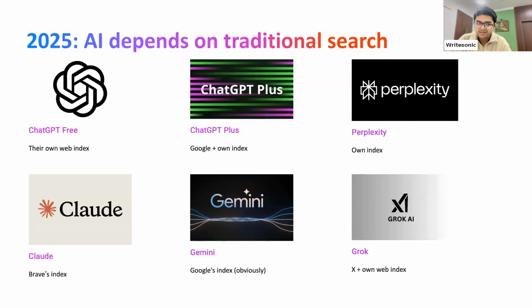Perplexity is using their own index. Claude is using Brave's index. So there's a lot of different variations like this. But if you see right now, the models still depend on the traditional web index. Everyone is trying to build something out there, but still very much reliant on the traditional web search index.